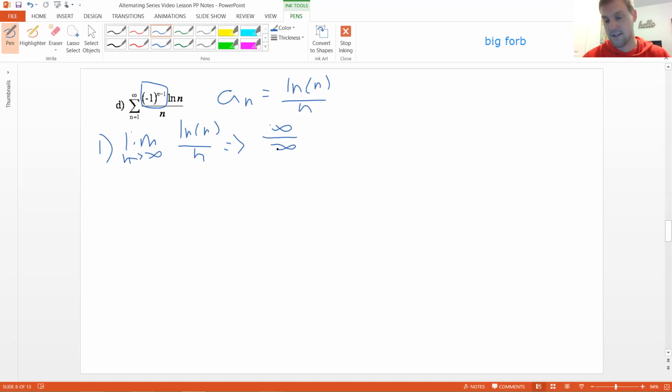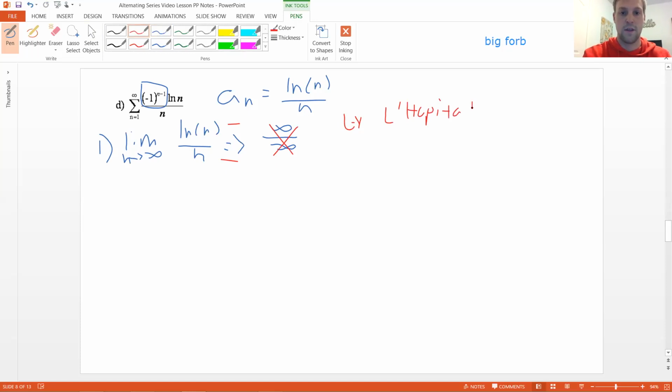So how can I discuss this limit? What could I use? L'Hopital, right? We've got infinity over infinity. Remember that you don't want to write it like I just did. You want to discuss the limit of the top and the limit of the bottom. But for the sake of time, I'm not going to do that. I'm just going to say by L'Hopital.